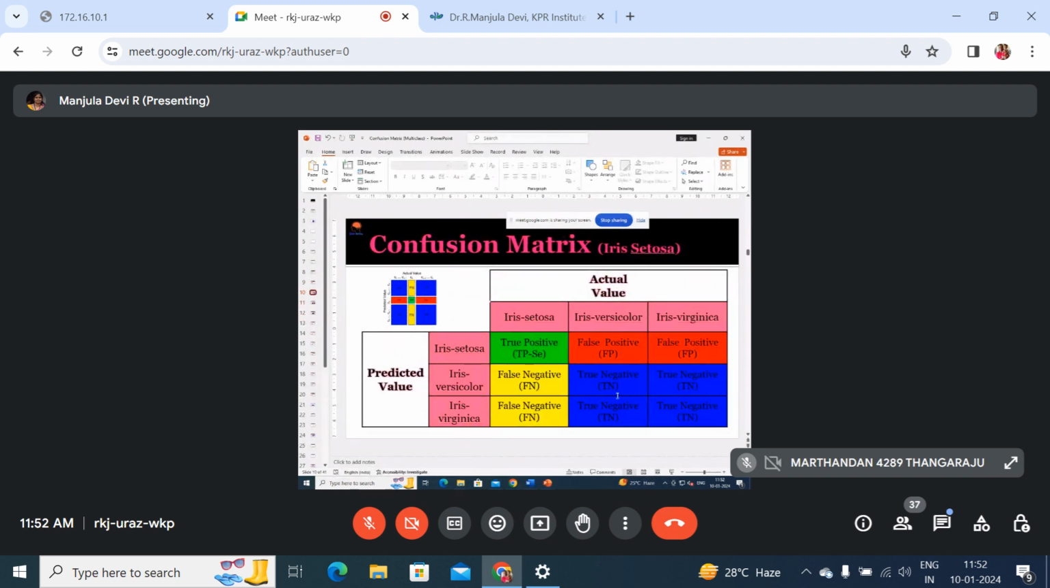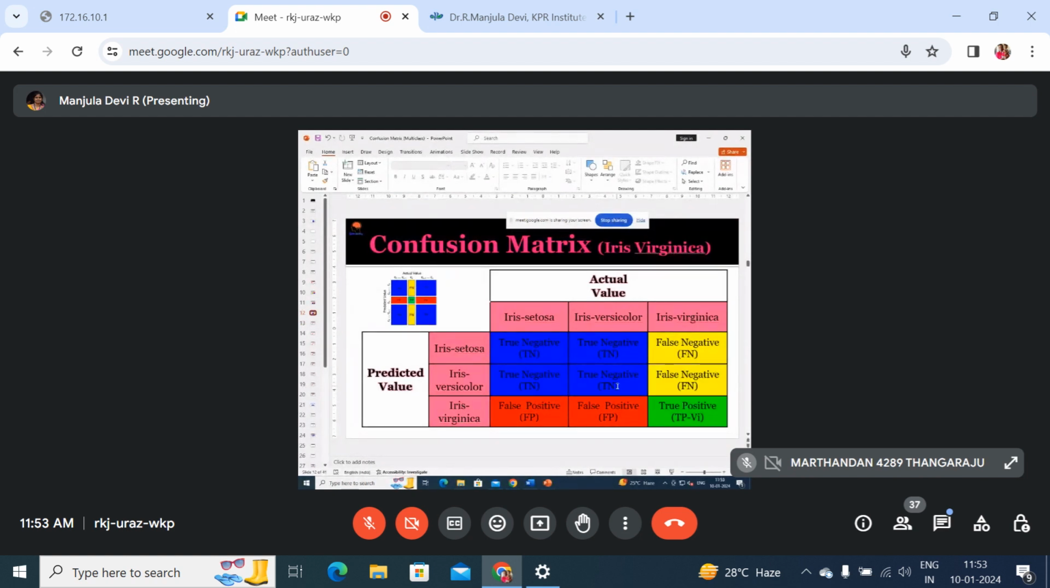Here we have to go for three classes. For iris setosa, I will take this entry, that means iris setosa correctly classified as iris setosa, it is a true positive, and this is false positive. This is false negative. Remaining thing is a true negative. If you take iris versicolor, this is true positive, and this is false positive, false negative. Remaining thing is true negative. If you take iris virginica, here this is true positive, and these two are false negative and false positive, and this is a true negative. So this is the way you have to calculate it.